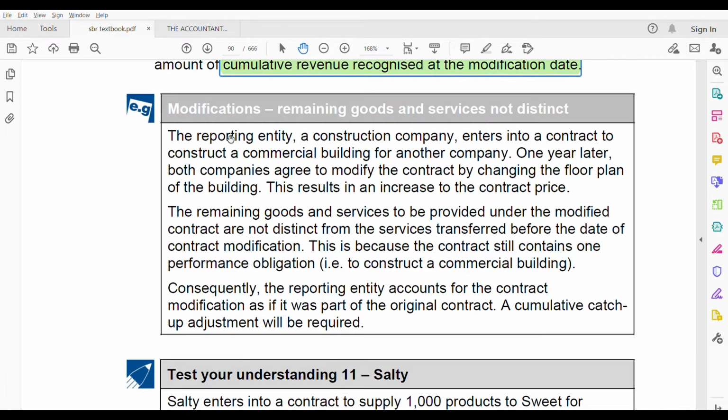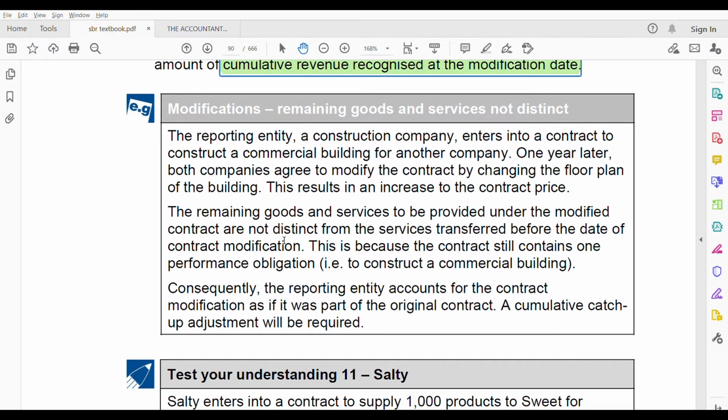The reporting entity, a construction company, enters into a contract to construct a commercial building for another company. One year later, both companies agree to modify the contract by changing the floor plan of the building. This results in an increase to the contract price. Because definitely, if you are changing the floor plan of the building, this will increase the cost of the contract. So the remaining goods and services to be provided under the modified contract are not distinct from goods and services transferred before the date of the contract modification.